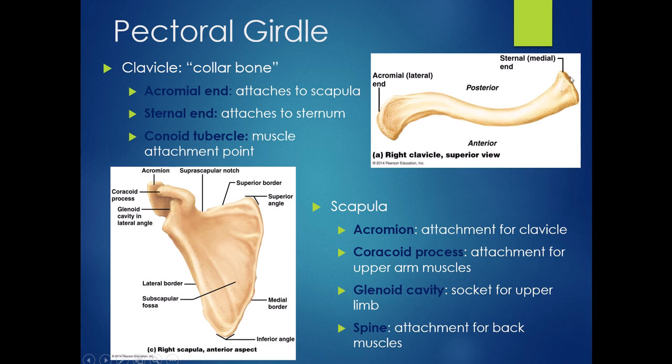You'll see this blunt end here is the sternal end where the clavicle attaches to the sternum, whereas this rounded end here is the acromial end, which is where the scapula attaches to the clavicle. On the inferior side of the clavicle, you'll see the conoid tubercle, this little point where some muscles attach. The clavicles sit flat in the body, and so the diagrams will always show you a superior and inferior view, not anterior and posterior like most of the other diagrams.